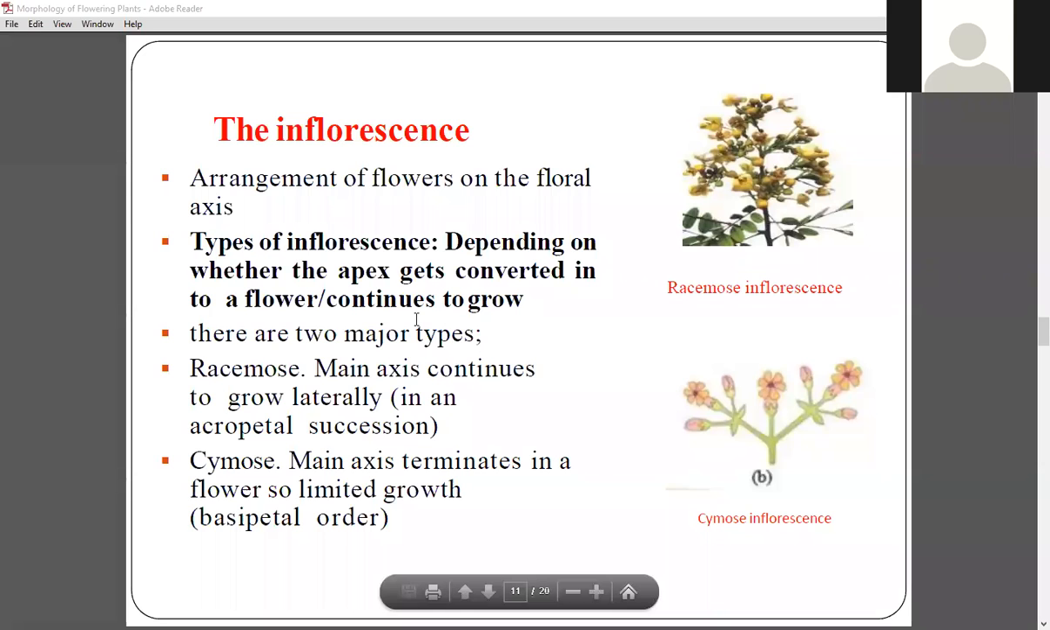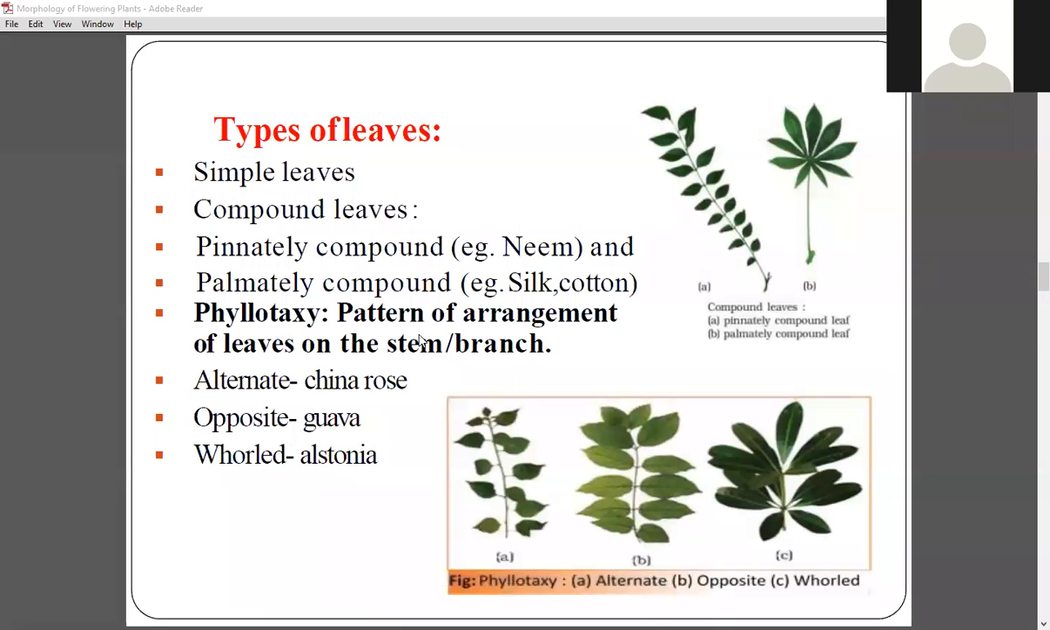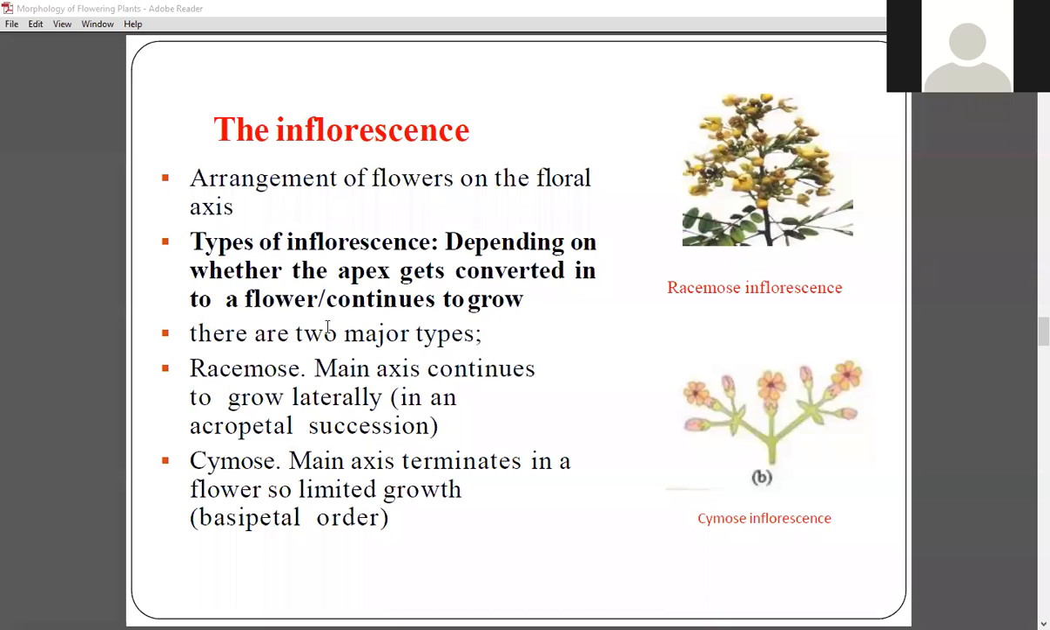So let's start with today's lecture, that is the inflorescence, right? So I'm going to show you. Okay, so you can see that we have already completed the three main parts of the plant, that is the leaf, stem and roots, right? And we have already covered even the modifications of these three parts. Today we are going to see the next topic of this chapter, and that is inflorescence, right?